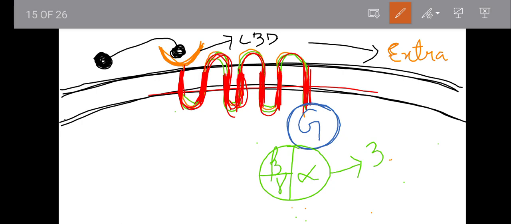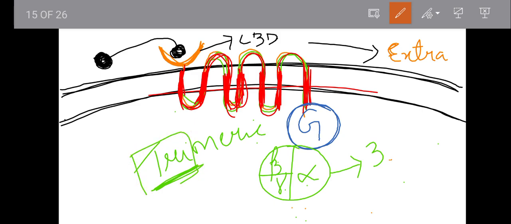So now there are three subunits, right? This is 1, 2, 3. These are three subunits. That is the reason it is called trimeric. Why am I saying trimeric? The reason is there are three subunits attached. That is the reason it is called trimeric. I'm saying it as heterotrimeric.